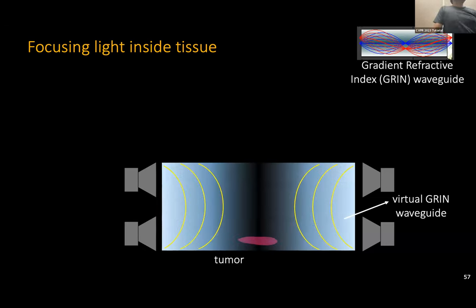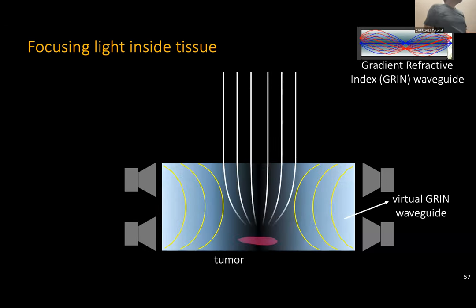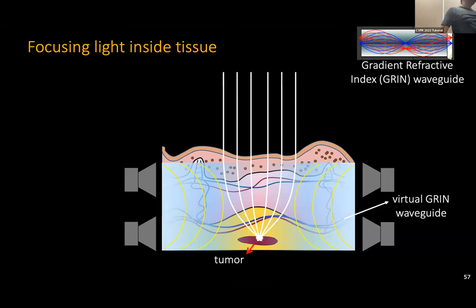And if there is no scattering tissue, when I send light, it doesn't just refract once, it continuously refracts because the refractive index is continuously changing. So it travels in curved light paths before it focuses onto the tumor and heats it up. Now, if I have a scattering tissue, light still scatters, but this refractive index profile that we created has the property that it guides even the scattered light back onto the tumor. Make sense?